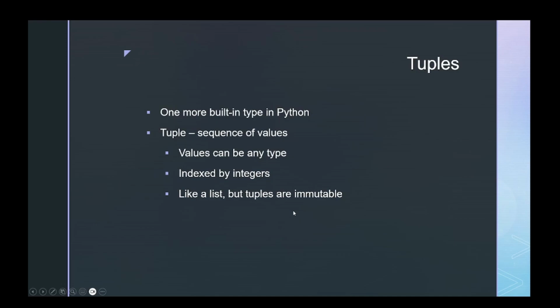Tuples are one more built-in data type in Python, and a tuple is a sequence of values. Your values can be of any type. You're going to index them by using integers. And tuples are very similar to a list, except that they are immutable. Remember, immutable means it cannot change values no matter what.